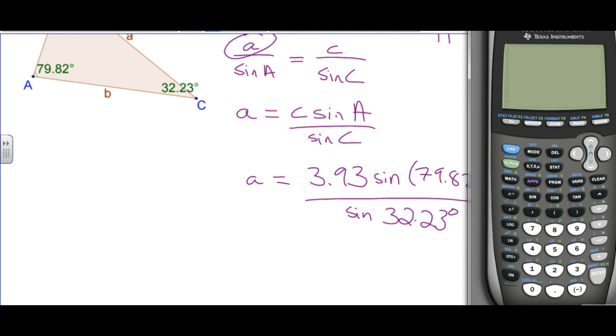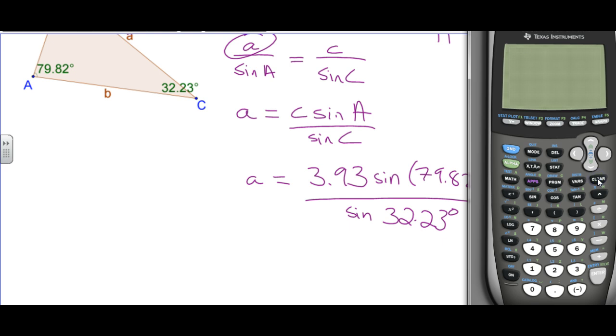Here we go, calculator. My calculator is in radian mode, which means we're going to get the wrong answer. It takes so long. Okay, so I'm going to go 3. We're going to wait like at least 3 seconds. Let's see if it works faster.